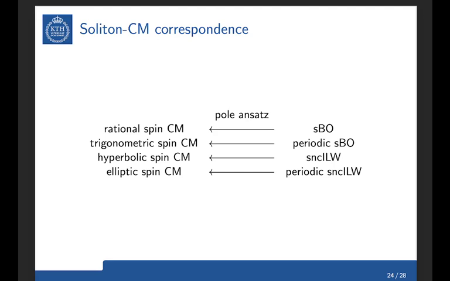Okay, so to summarize a bit, we have this pole ansatz that takes us from spin Benjamin-Ono to rational or trigonometric spin CM, and also takes us from SNC-ILW to either hyperbolic and elliptic spin CM. So I had this diagram at the beginning of the talk that suggested that this is really a two-way street. We should also be able to take limits of the spin CM systems and somehow get out these equations we've already found. But this is left to future work. We don't have this result yet, but we would anticipate it.